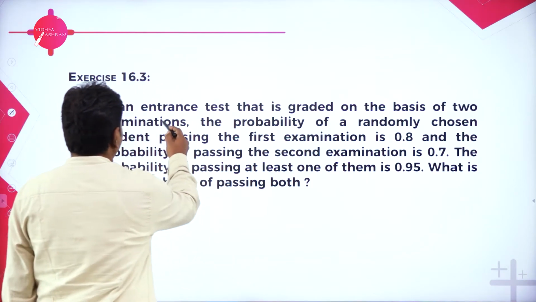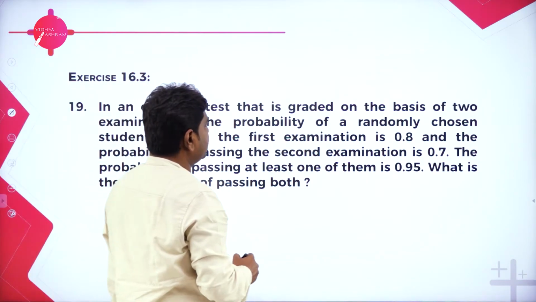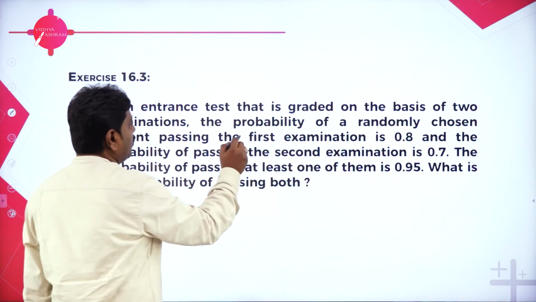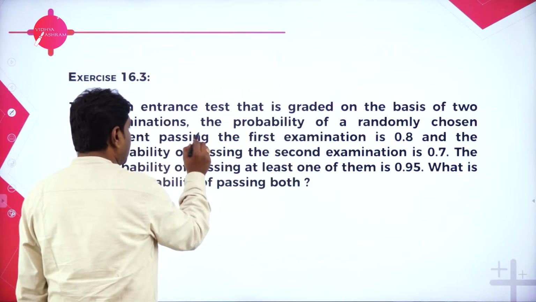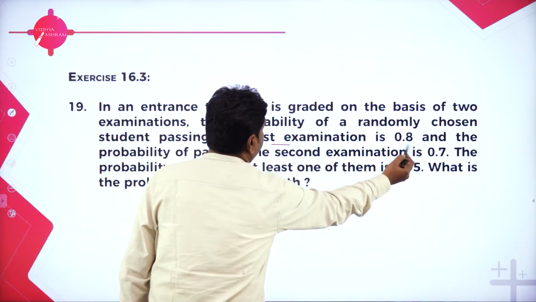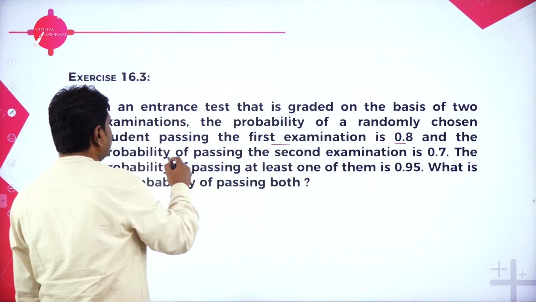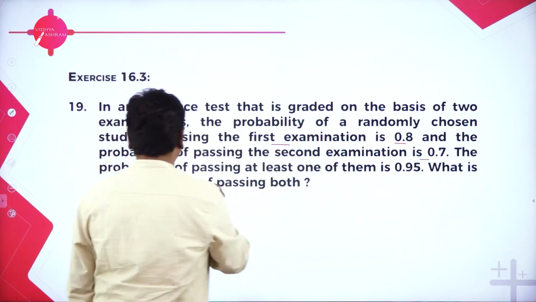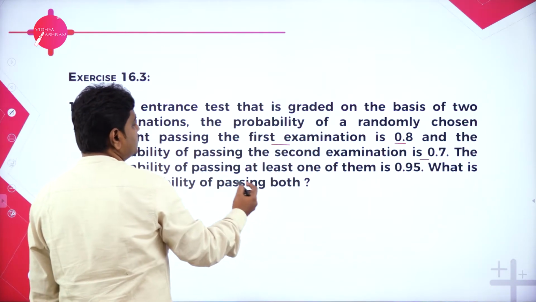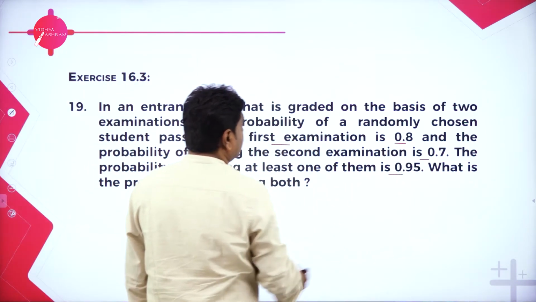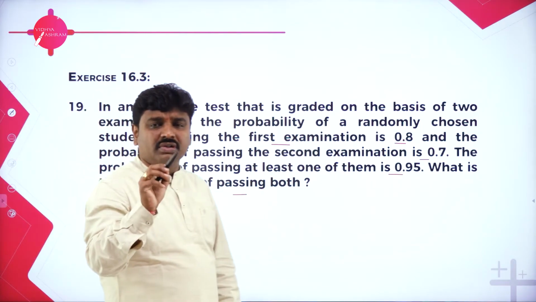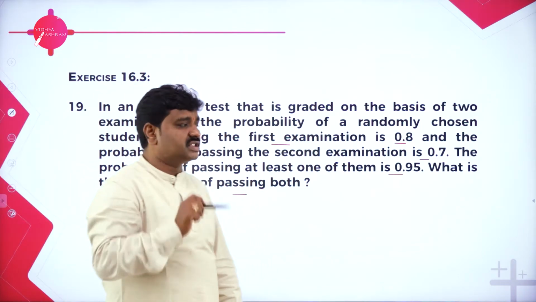Next, in an entrance test that is graded on the basis of 2 examinations, the probability of a randomly chosen student passing the first exam is 0.8, the probability of passing the second exam is 0.7, and the probability of passing at least one is 0.95. And what is the probability of passing both? Interesting. If you want to solve problems of this kind, first we should define the sets.